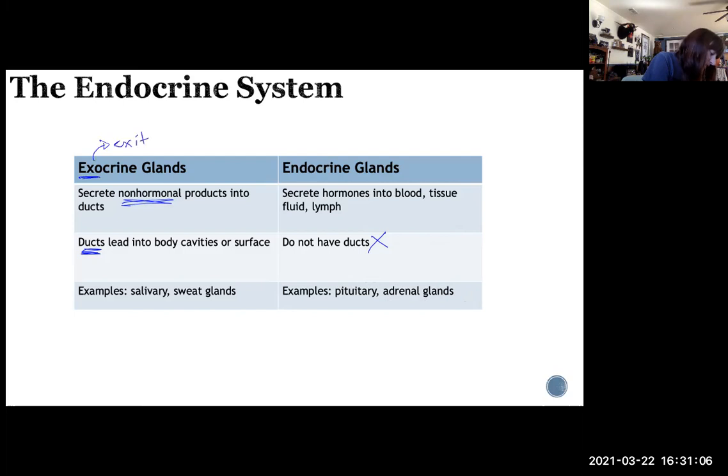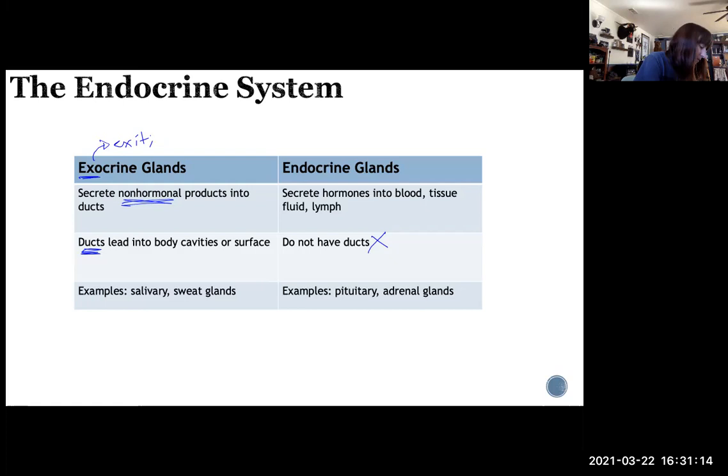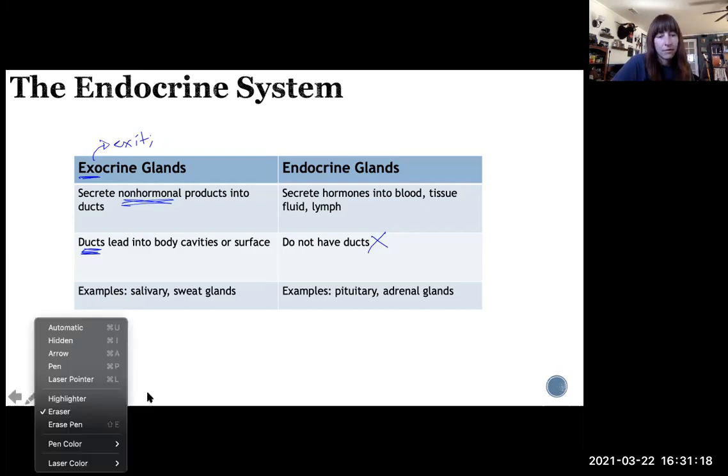exit or out. Oopsie, got a little bit more of a lag today. I just never know with this thing. That's okay.